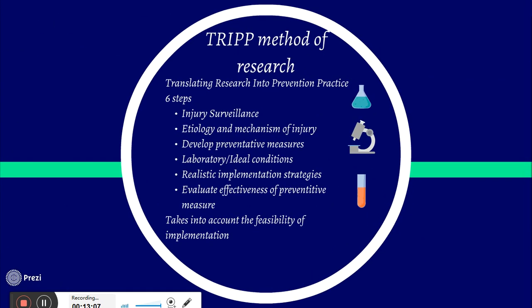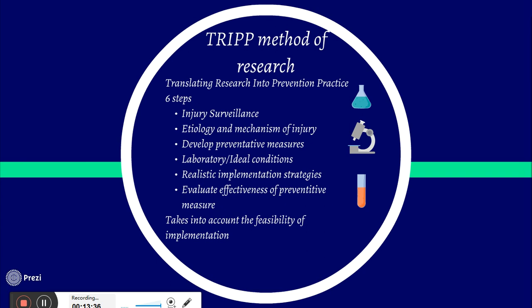I just want to talk a little bit about research, and so we have this framework. We're going to talk about the TRIP method of research, which stands for Translating Research into Prevention Practice. It's kind of a new model for how to effectively use prevention and research together to help to prevent diseases and injuries.